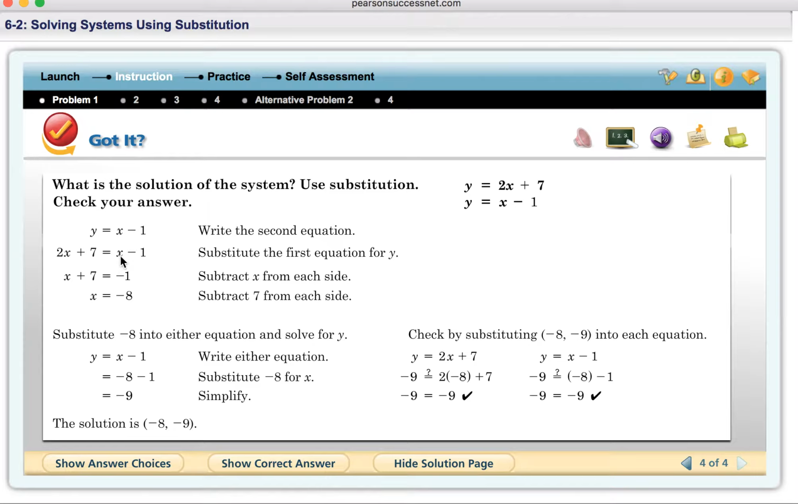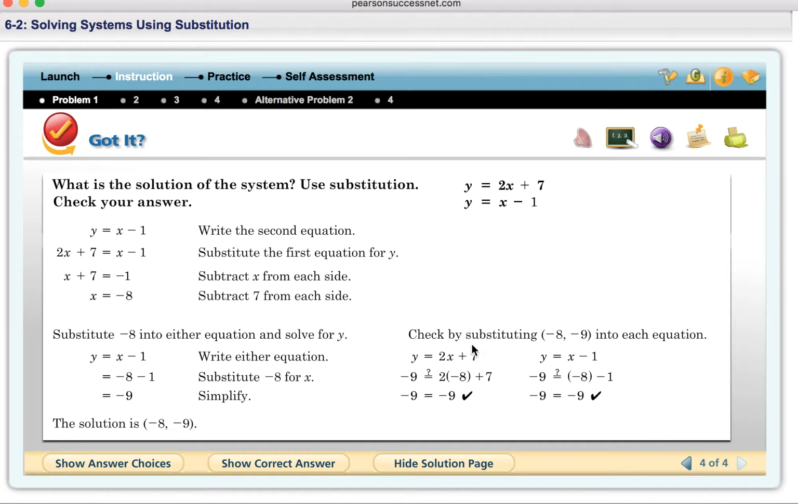If I subtract x from both sides, I'm left with x plus 7 equals negative 1. Then we can subtract 7 from both sides, and I get x is equal to negative 8. Once we have either the x or the y, we can come back and plug that x into here or here. Either way, it will tell us what the y is equal to. If we plug it in here, we get negative 8 minus 1, which is negative 9. So we know the solution is negative 8, negative 9, or at least we think it is.